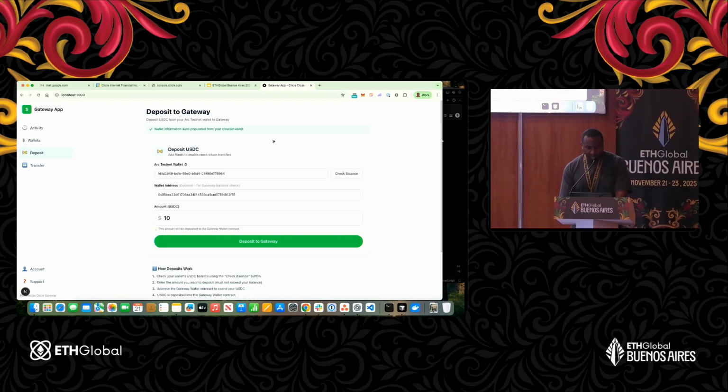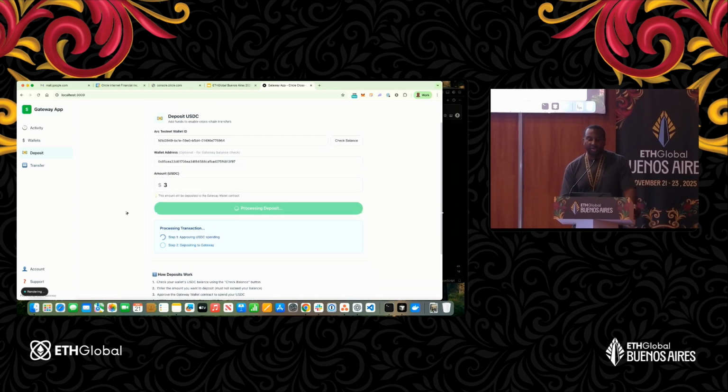Let me show you what the deposit flow looks like. I'm gonna deposit $3 of USDC into the gateway wallet contract on Arc, right? So you notice I just topped up my wallet with just USDC. I didn't have to get ETH on Arc, right? So it's depositing and using USDC to pay for the gas for this actual interaction with the smart contract.